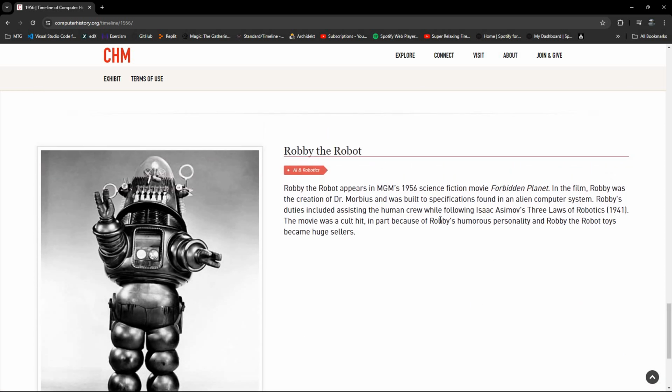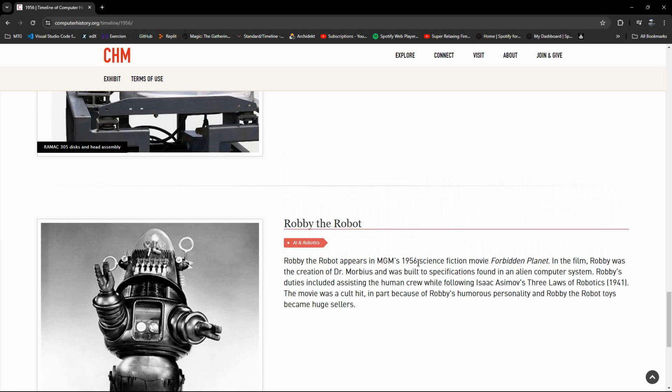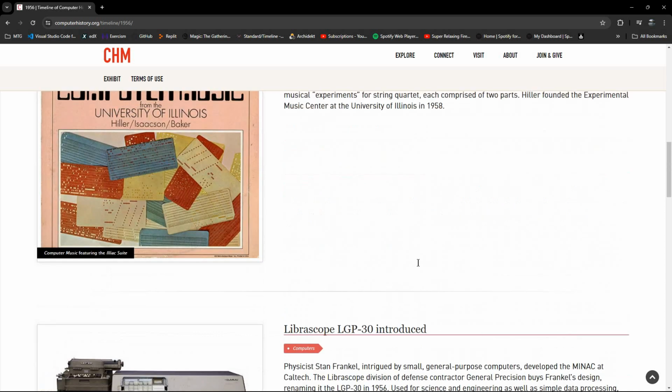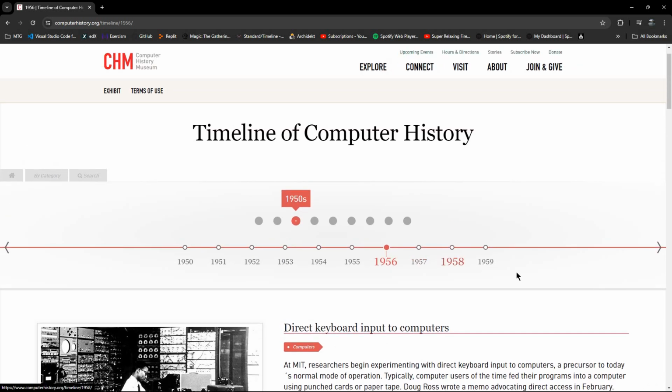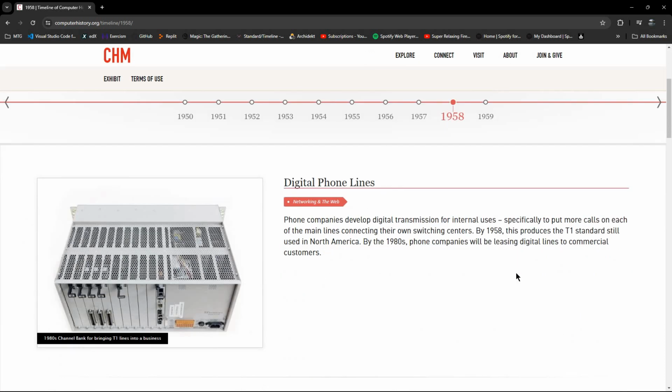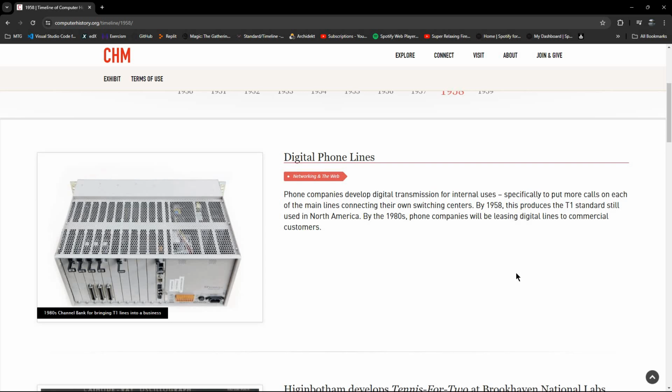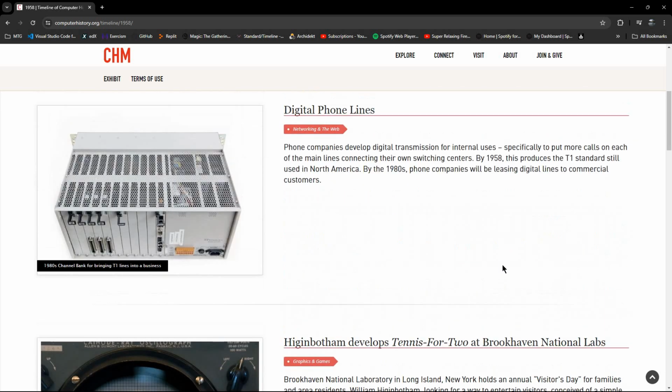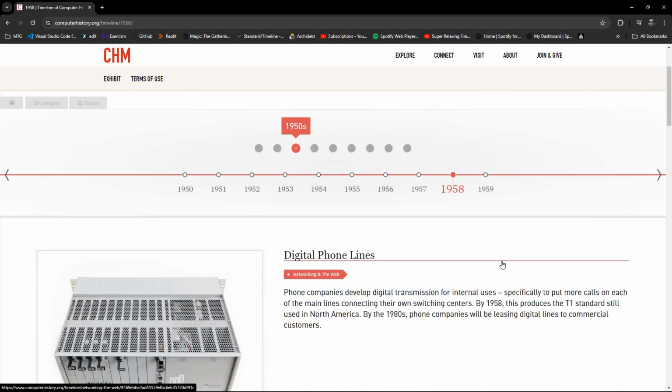There's Robbie the Robot from 1956's Forbidden Planet, one of my favourite sci-fi films actually. Was it based on The Tempest, I believe? Shakespeare. And we move into digital phone lines. It's also interesting when you go through this, and you realise that some of the concepts are quite old, a lot older than maybe you think.